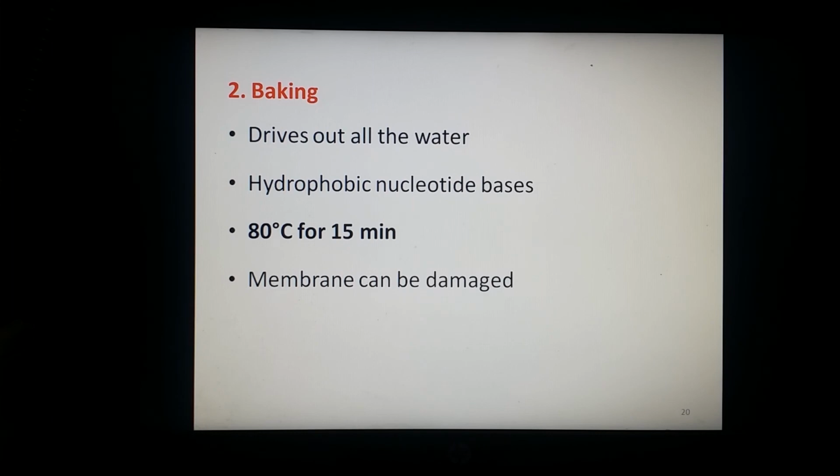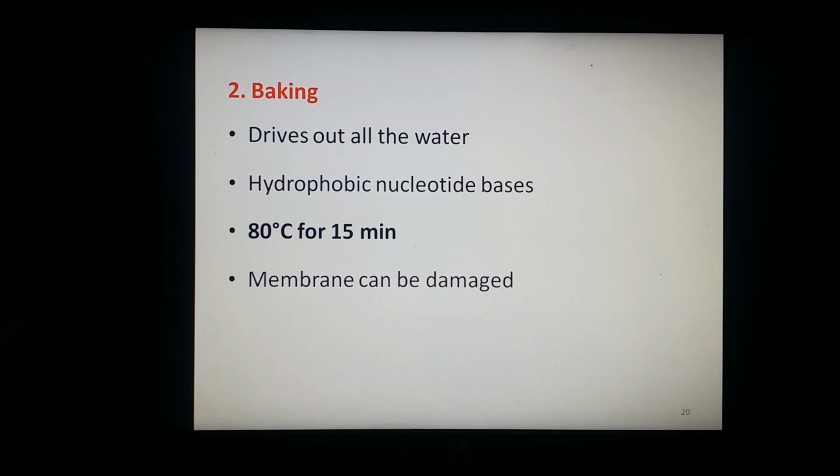The other common method for this purpose is baking of the membrane in an oven at 80 degrees Celsius. Baking works by heating the membrane, and as a result of this heating, all the water that solubilizes the RNA is driven out, and a large component of RNA is basically hydrophobic nucleotide bases. These hydrophobic nucleotide bases make hydrophobic contacts with aromatic groups on the membrane. So on the membrane you have aromatic groups, whereas in the RNA you have an excess amount of hydrophobic nucleotides. These hydrophobic nucleotides make bonds with these aromatic groups.